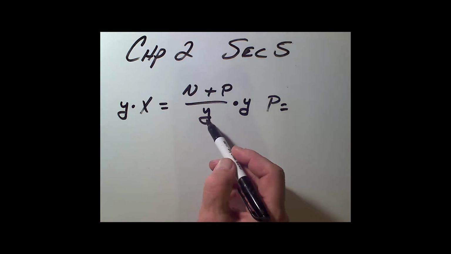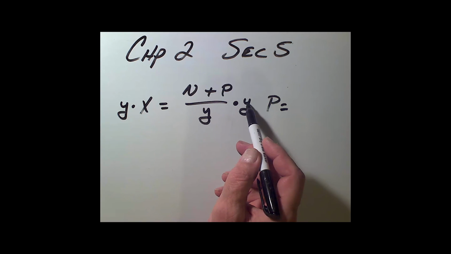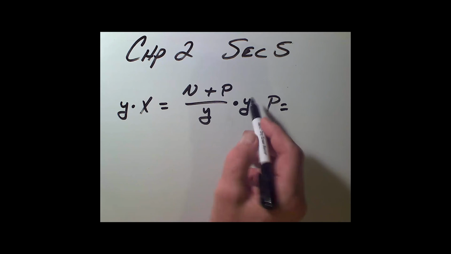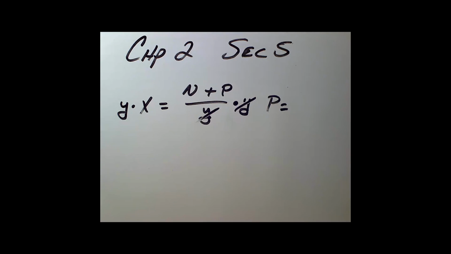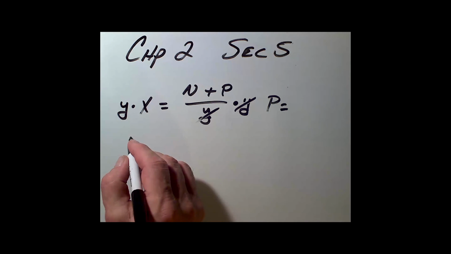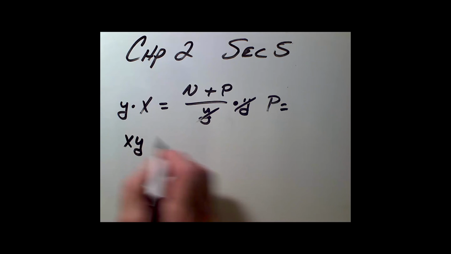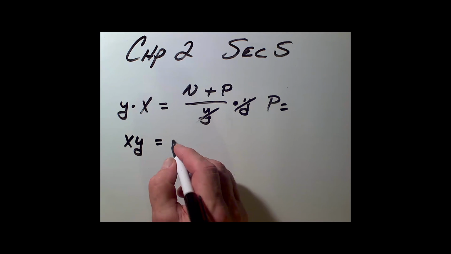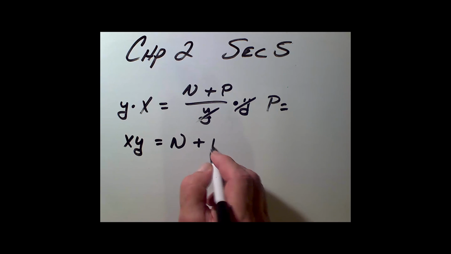If we're dividing by y and then multiplying by y, it is 1, right? It's just y over y, which is 1, so these two would actually cancel themselves out. And we would be left with, I'm going to rewrite this, I'm going to put an xy, just flip them around, and it's the same thing. And then it would be n plus p.